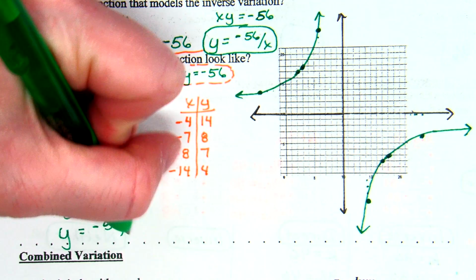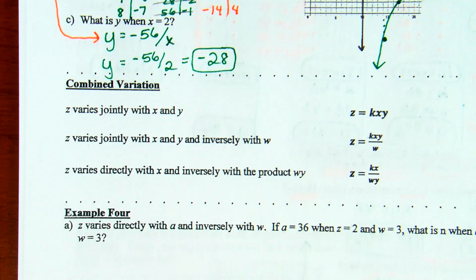Okay, let's jump down and look at combined variation. When we talk about combined variation, we're still talking about direct variation, and we'll start still talking about inverse variation. Then we're going to throw in the word joint variation. Let me write them down here.